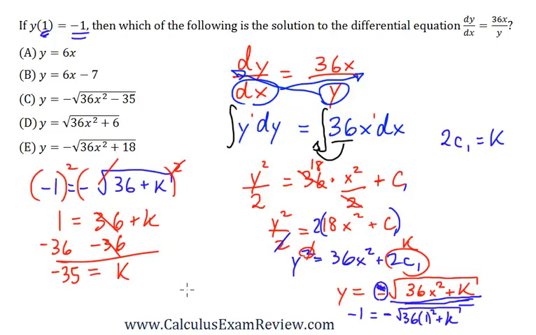Great. Now we're finally done because we got y equals. Now we know it's negative root of 36x squared plus the k. And the k is negative 35, so minus 35. That's it. So the answer is C.